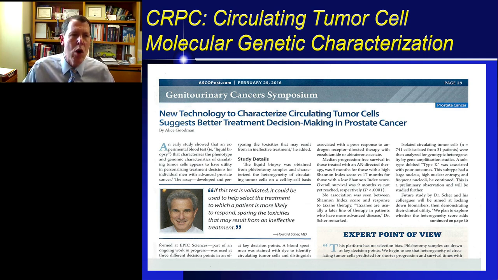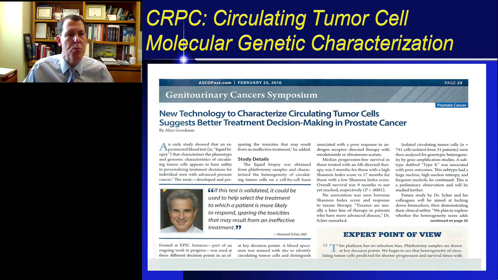And theoretically, one day, all patients with castrate-resistant or advanced prostate cancer may be able to have their tumor tissue interrogated looking at circulating tumor cells. We're not quite there yet, but that's where the field is moving.